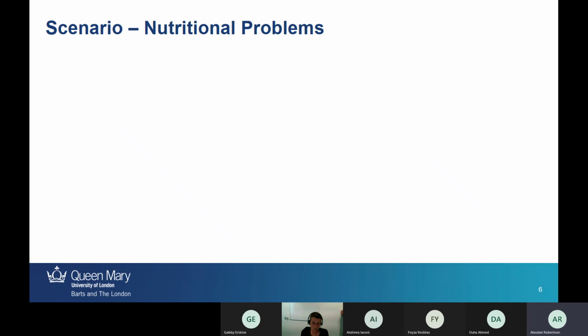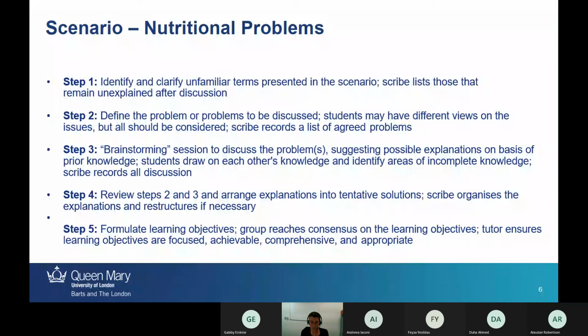Okay, so just to recap, we had a scenario last week, which is all about nutritional problems. And these were the steps that we took. And these are the steps that students would take in a real PBL, so to speak.